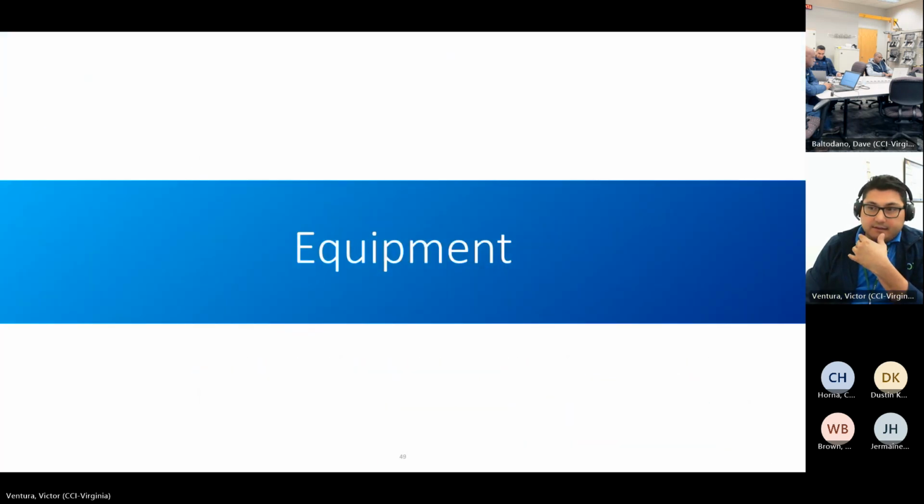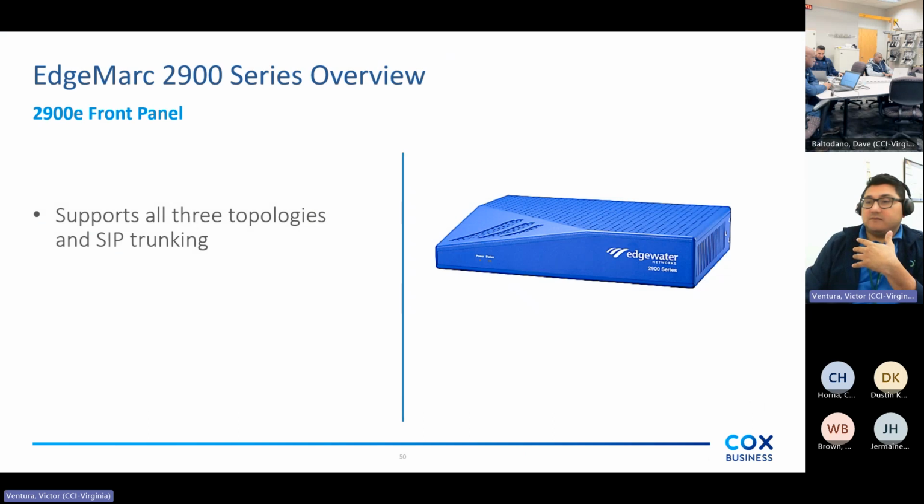Okay. This is the meat and potatoes of this module, right? How do we work with this equipment? In this example, we have the HMark 2900E, which supports all the different topologies. I believe on the wall, we do have a 2900 PoE. That one has both the HMark and the switch in one, but the ports and settings are the same.